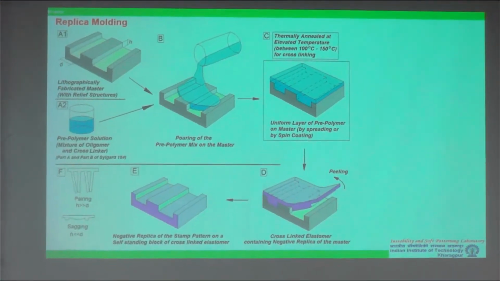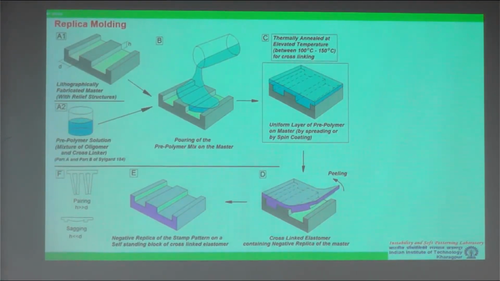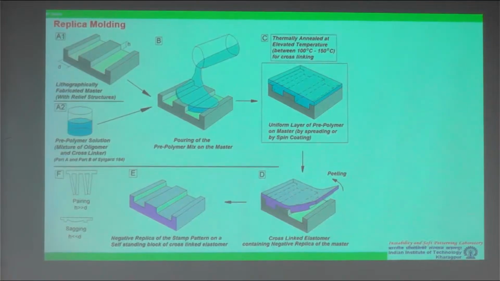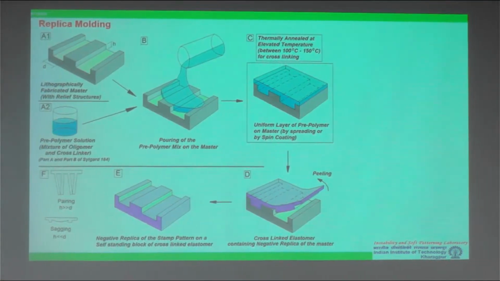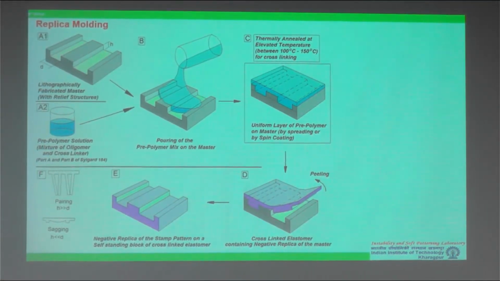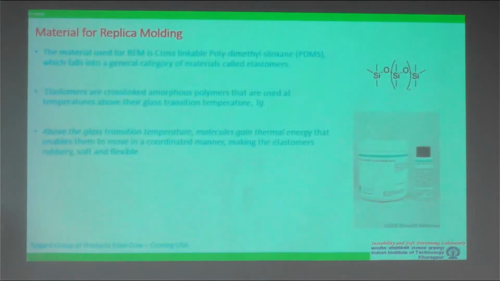So the first technique we are going to talk about is replica molding. Once you hear about it, you will feel it's child's play. But this original work was published in the journal Science. So what you take is a pattern, a block like this, lithographically fabricated. It can be created by photolithography or otherwise. And then you take this liquid. What is this liquid? This liquid is a mixture of these two, right?